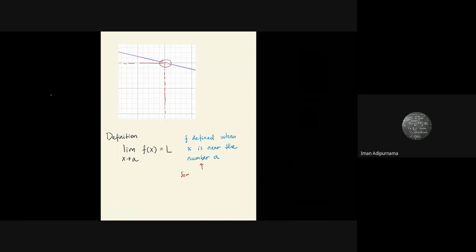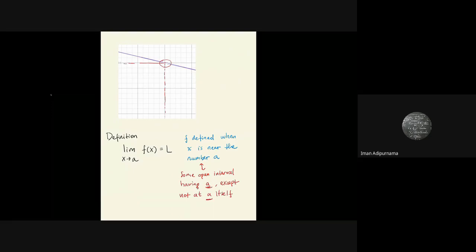And on some open interval containing a, except not at a itself.